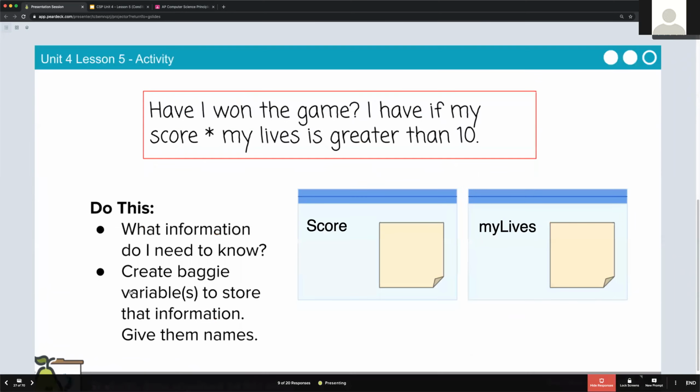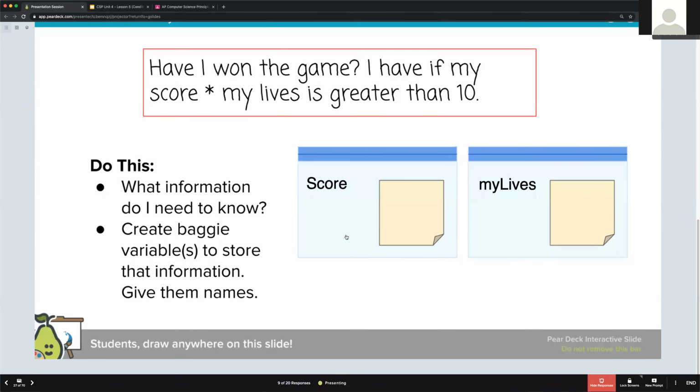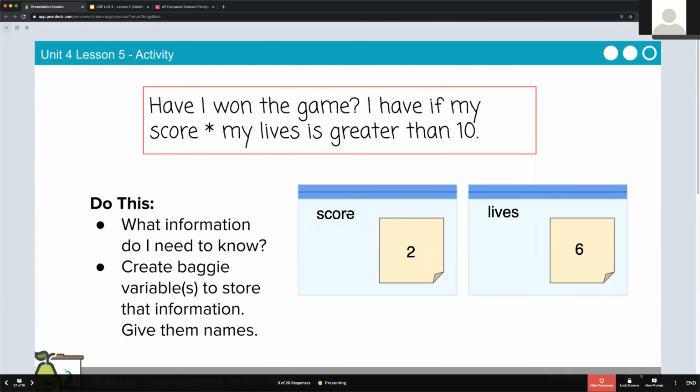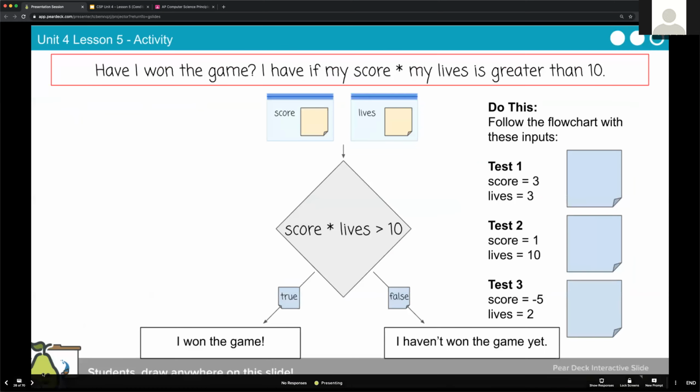Someone put score and my lives. That also works as well. But for this particular example, I think we're going to stick with just score and lives. I think that's what I used on the next slide. So as you can see, we've got our two variables here in memory, score and lives.